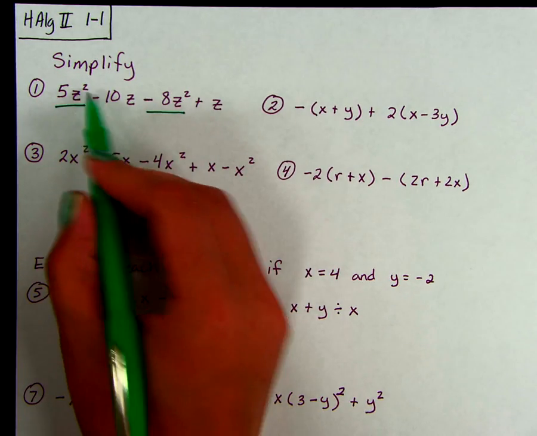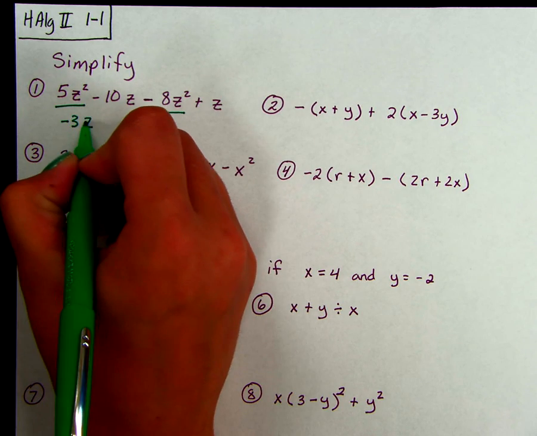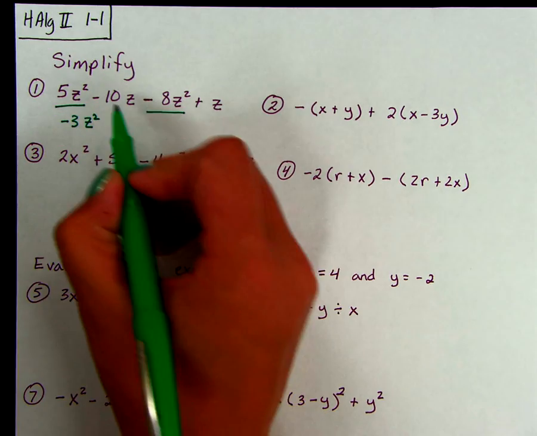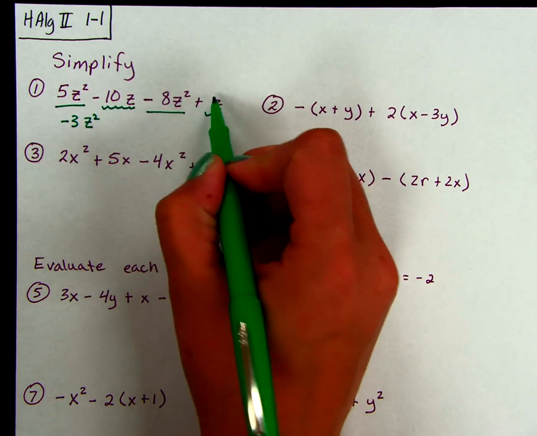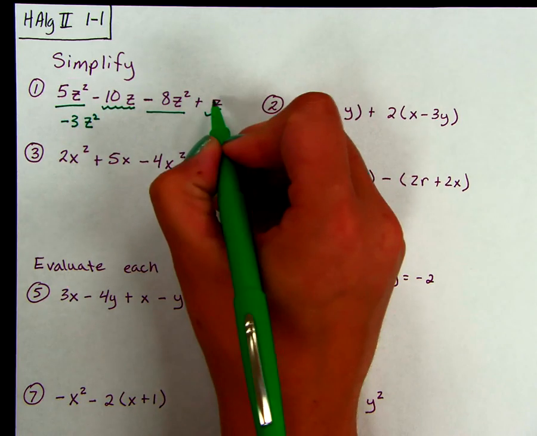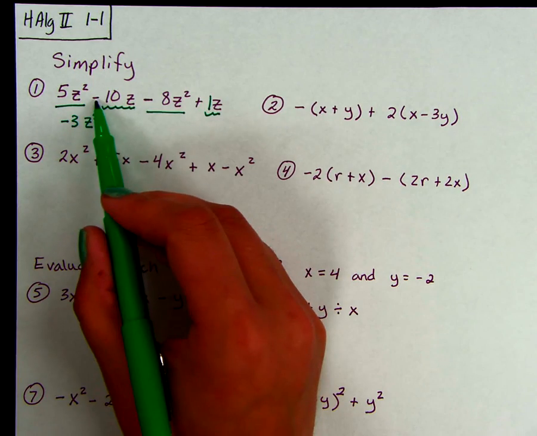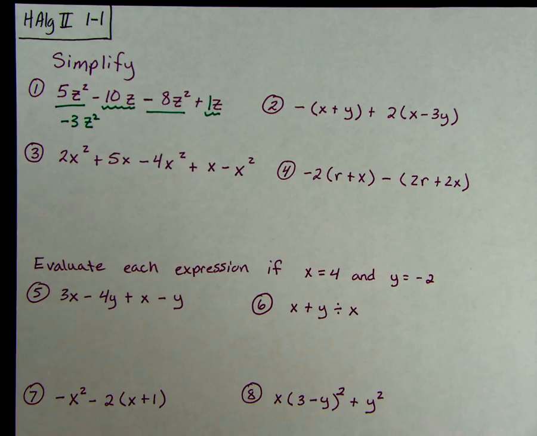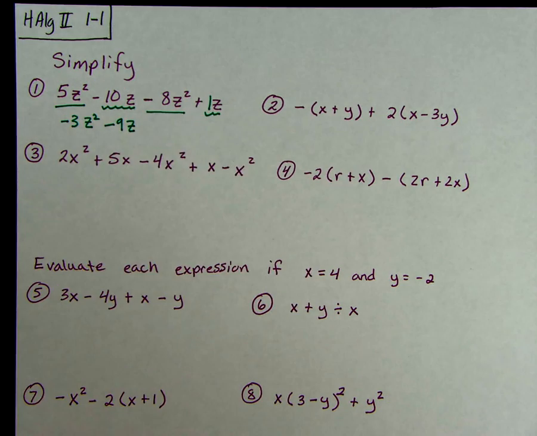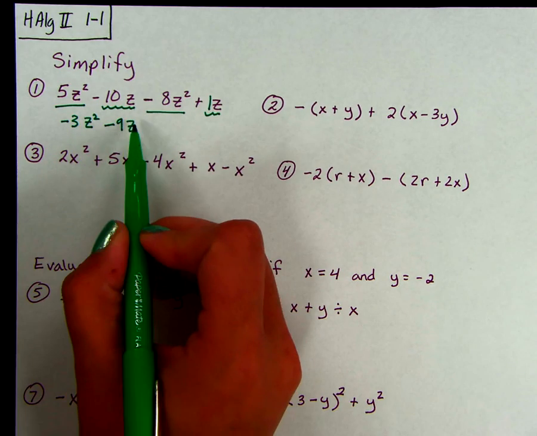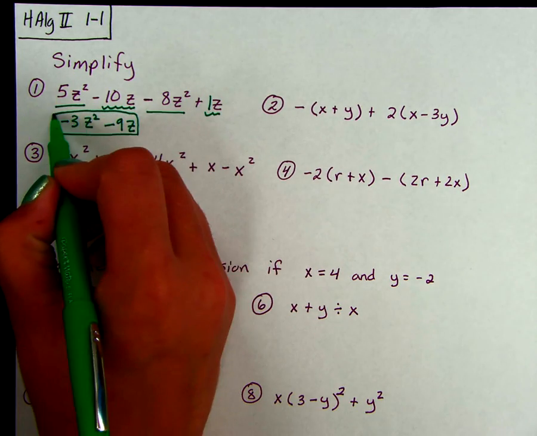So 5z squared minus 8z squared will give us negative 3z squared. And then we're going to combine just the z's together. Now when we look at this one, it doesn't have a number in front of it. So in this case, we always assume that that number is a 1. So that means that we're taking negative 10z plus 1z. So that will give us negative 9z. And then we can't combine these together anymore because this z doesn't have a squared with it. So this would be our final simplified answer.